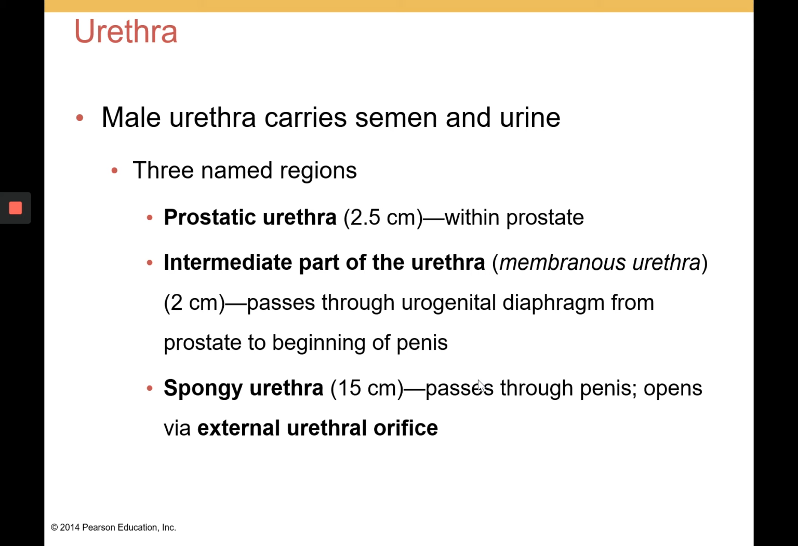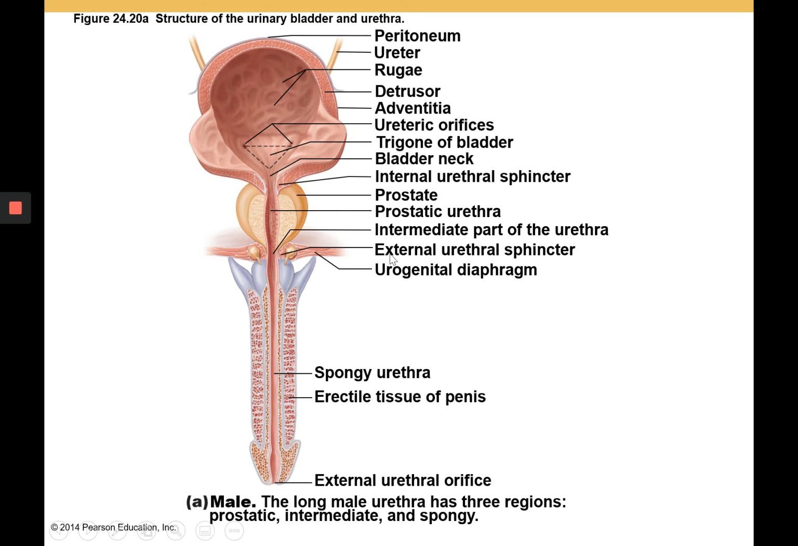So the spongy urethra passes through the penis. The intermediate urethra is between the prostatic and spongy urethra, and the prostatic urethra passes through the prostate. So here is the prostate. So here's the prostatic urethra. The membranous or intermembranous urethra is right there in the middle. It's intermediate. Passes through the pelvic floor. And then the rest of the urethra for the male passes through the penis. So this is going to be the spongy urethra because it's medial to spongy erectile tissue.